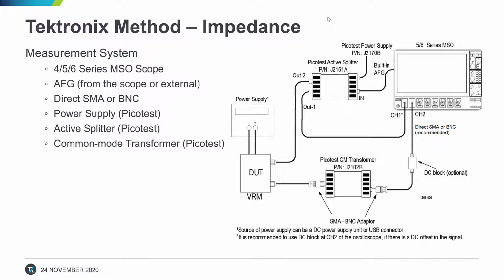Those include a very high power supply rejection ratio power supply, which we're using to power the VRM itself, an active splitter, which again is splitting the input voltage coming from the AFG and going into both the channel 1 from an input perspective and into the device under test. And then finally, a common mode transformer to help break the ground loop between the device under test and the scope.